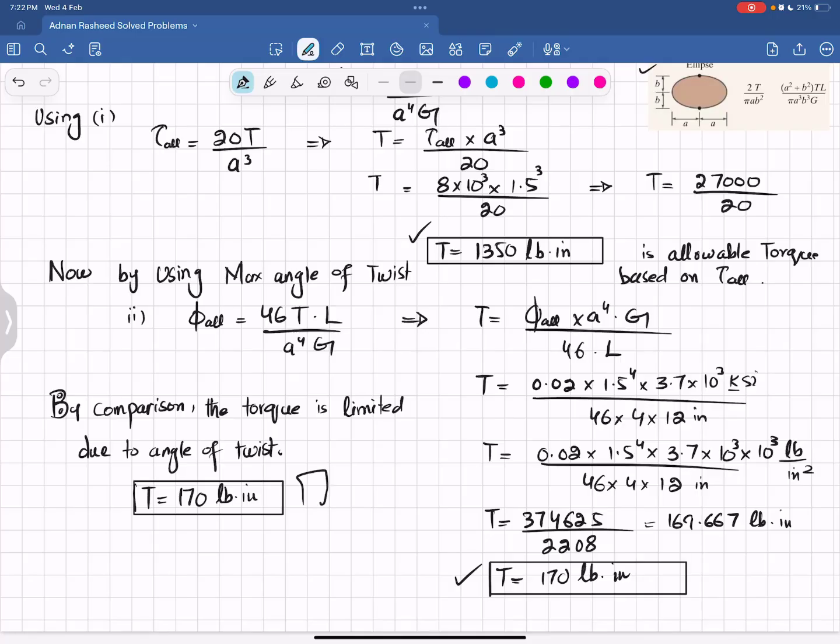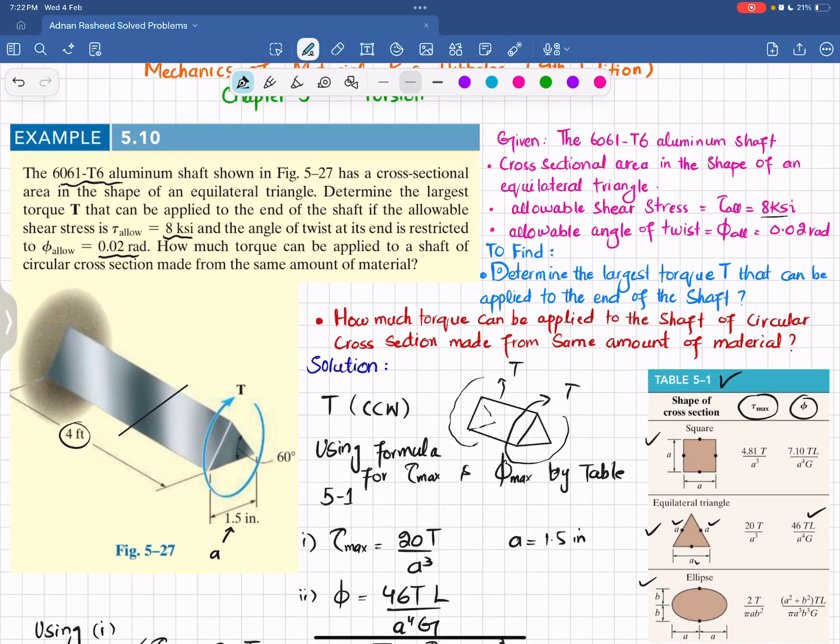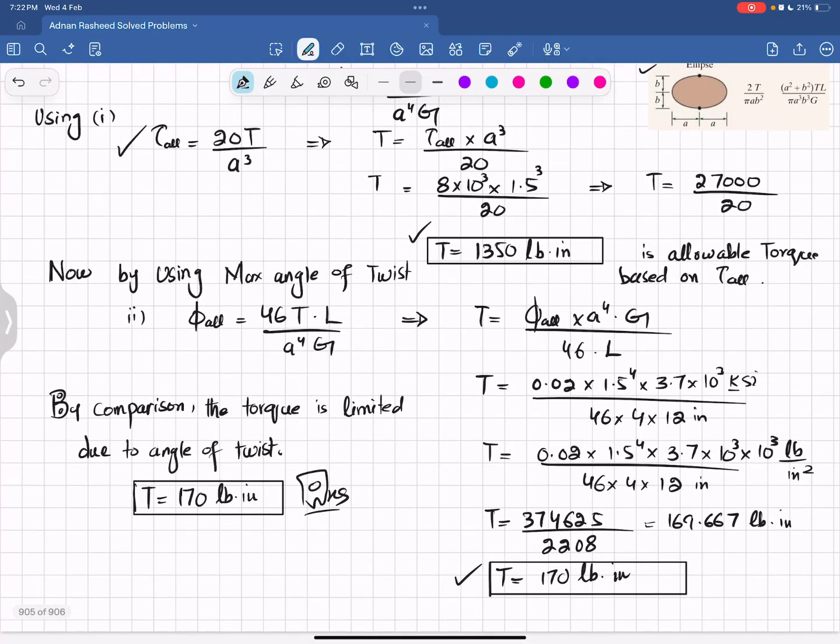Why have we chosen this as the answer? Because when you put this value in this formula, it will exceed the allowable stress given as 8 ksi. But when you put it in this, it will give you the maximum shear stress that will be less than the allowable shear stress. But what if you put this value in this angle of twist? Your maximum angle of twist will be greater than the allowable. That's why we choose this torque.